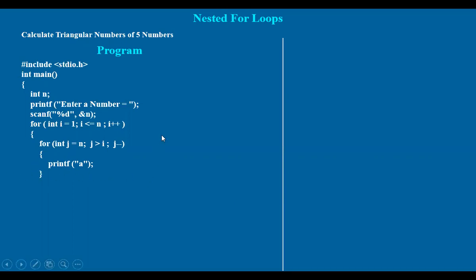What happens? So output, if you observe, we entered 5 here. It prints 1. That means J is equal to 5, right? It is definitely greater than 1, I value is 1, so J greater than 1 executes, and A is printed. Now J value is decremented. It has become 4, right? Again, it will be executed. That means you are going to have another A here.